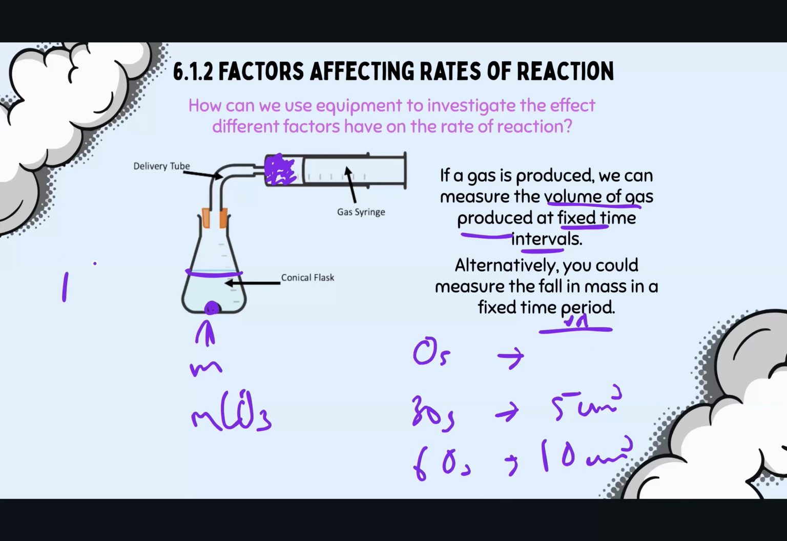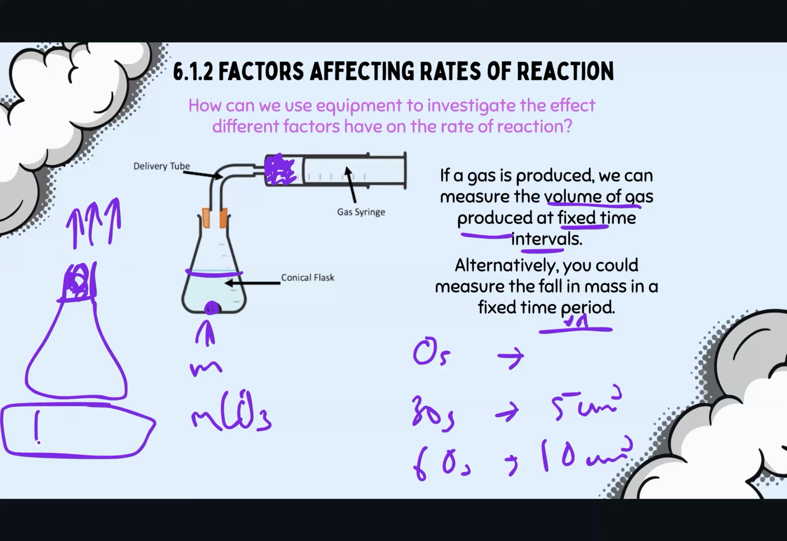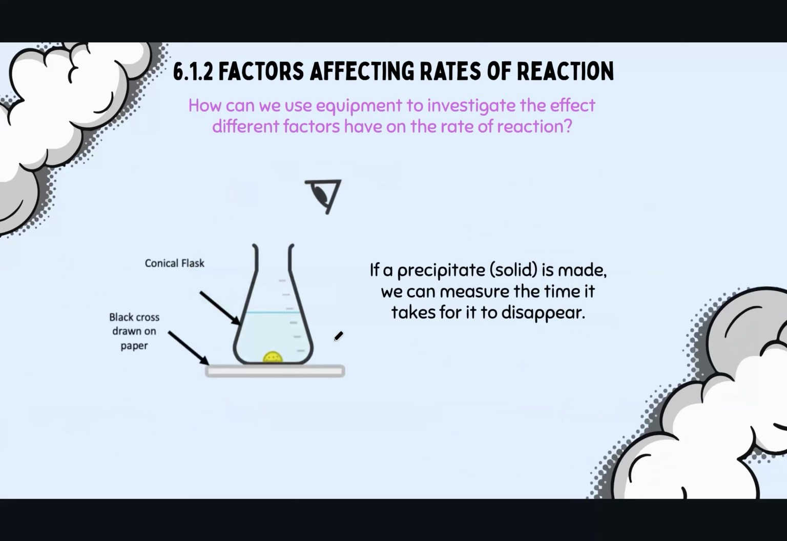So if you get the same conical flask, because the gas is produced and is released, when you put this on a mass balance, the mass decreases over time. So it shows that a reaction is occurring. Another thing we can do is we can use a white tile with a black cross on.